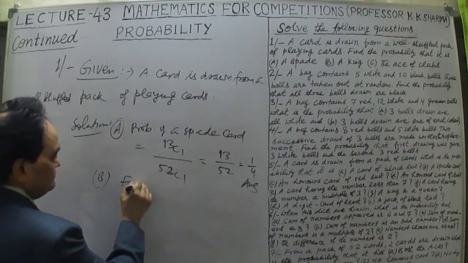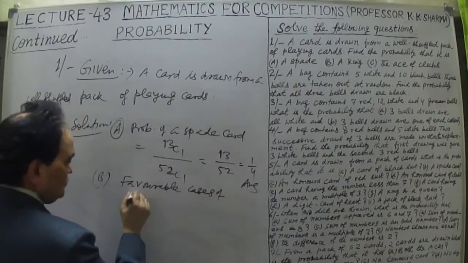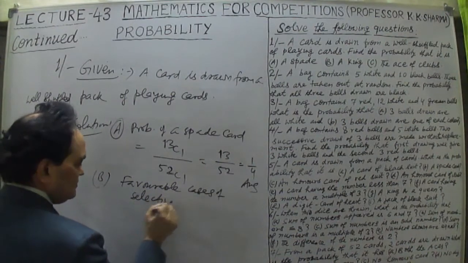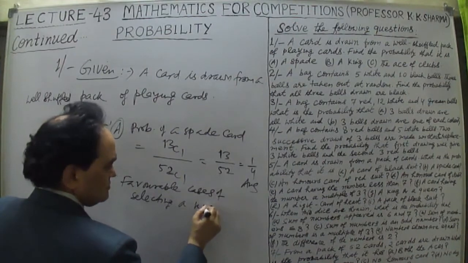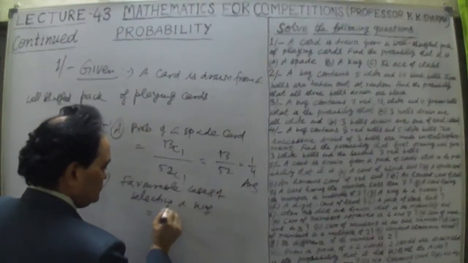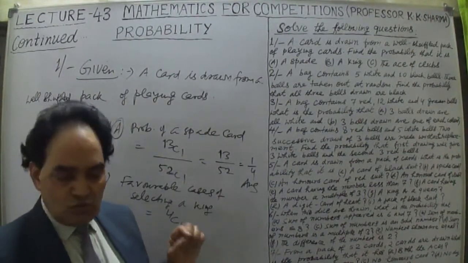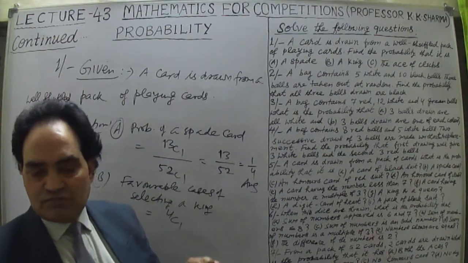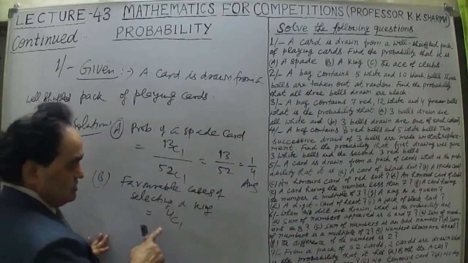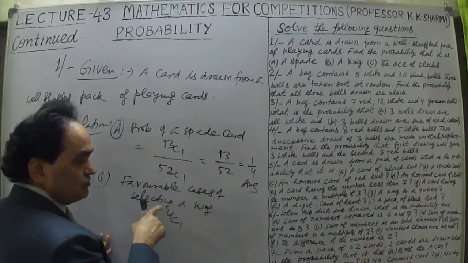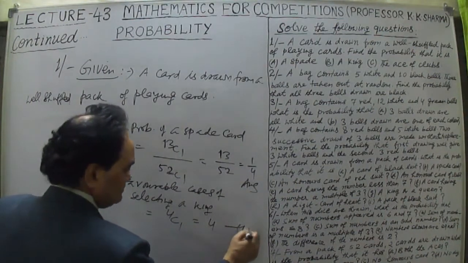For favorable cases of selecting a king, it is equal to 4C1. Try to understand why: there are four kings, one of each kind, one of spade, one of club, one of diamond, one of heart. So this is 4C1. One card is being selected out of four kings, because it must be a king. This is the favorable case, which is 4.